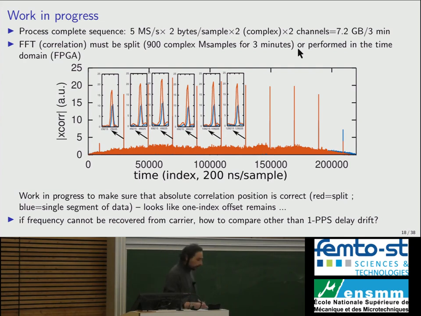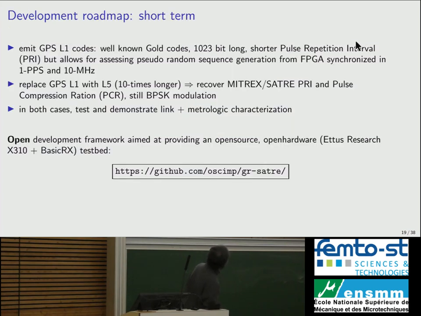Work in progress. Whenever you record 3 minutes of SATRE modem, you're generating about 7 gigabytes worth of data. We're sampling complex quantity from 2 channels at 5 megasample per second. And my computer cannot just load 2 times 7 gigabytes and process them. So at the moment, we're splitting this file and trying to process the file piece by piece and trying to see how we can improve this communication scheme.